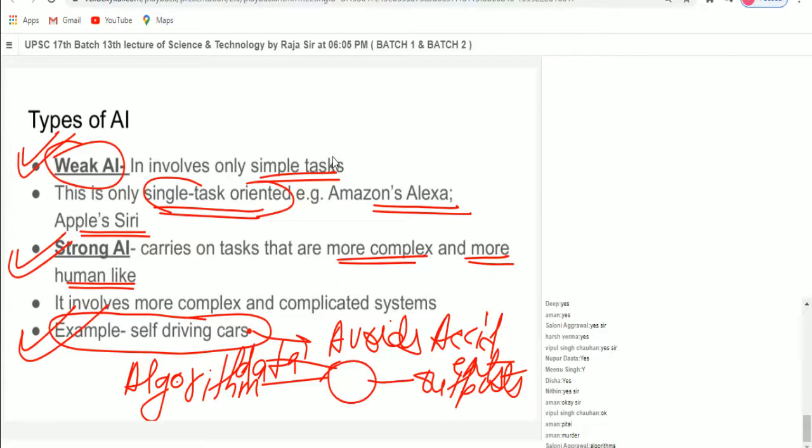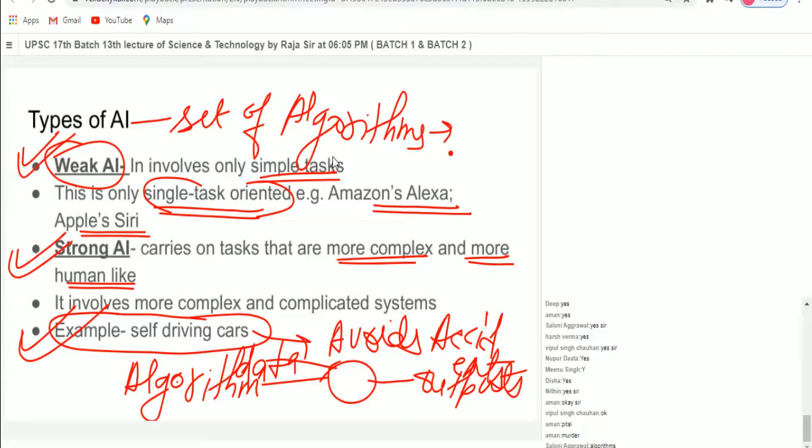Okay, so we can say that AI is a set of algorithms, and these algorithms can self-modify. The machine can develop new algorithms to respond to new situations. So this is a new thing in the case of artificial intelligence.